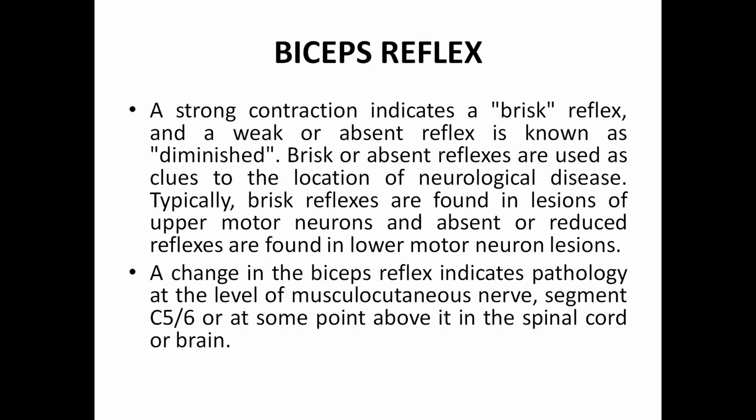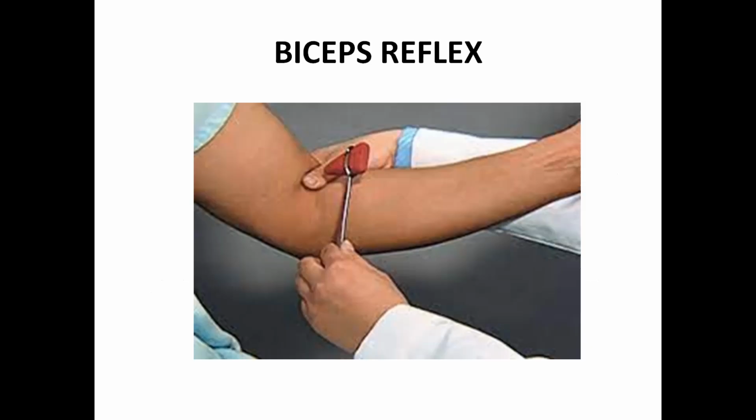Brisk reflexes are used as a clue to the location of neurological diseases. A change in the biceps reflex indicates a pathology at the level of the musculocutaneous nerve or the segment C5, C6, or some point above it in the spinal cord or the brain. This is a picture depicting the biceps reflex. This is the place where we tap with a reflex hammer at the level of the elbow, which induces the contraction of the biceps.